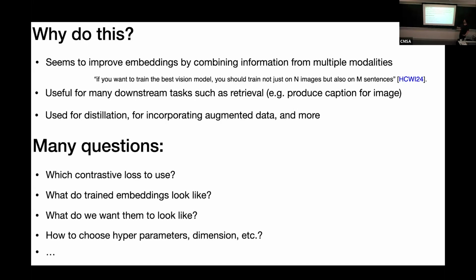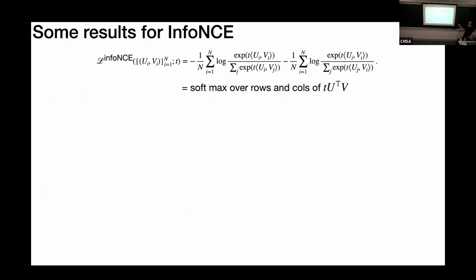There are many questions about contrastive pre-training or contrastive loss. First of all, which contrastive loss to use? This gets to maybe Jason's question, like what do I actually want there? What do the trained embeddings look like once I've chosen a contrastive loss? What do we want them to look like? Maybe those aren't the same. How do you choose various hyperparameters, dimension, and so forth? There are many other questions. All right, so we're not the first to ask these questions, maybe obviously, given the popularity of contrastive pre-training.